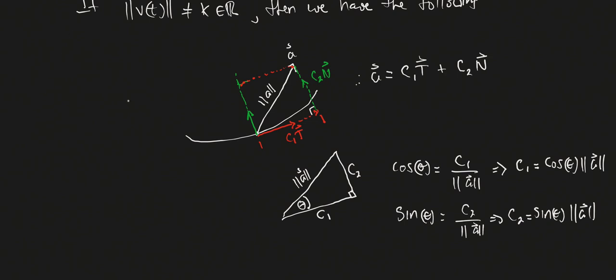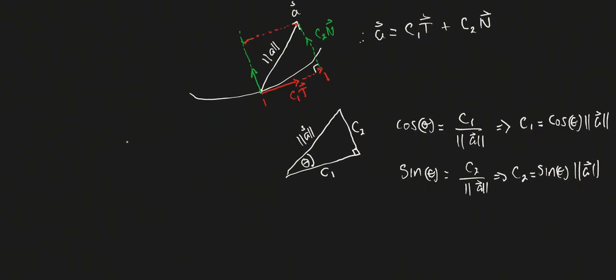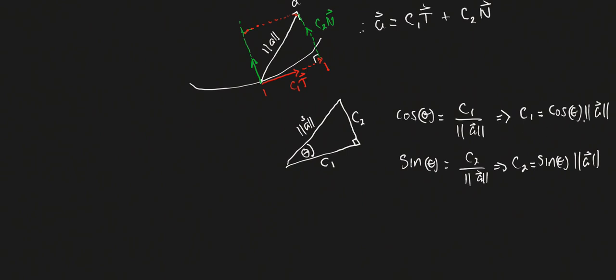Okay, so then what can we do with these equations? Well, if I take this equation, let me rewrite it. So I have that C1 is equal to the cosine of theta times the magnitude of acceleration.